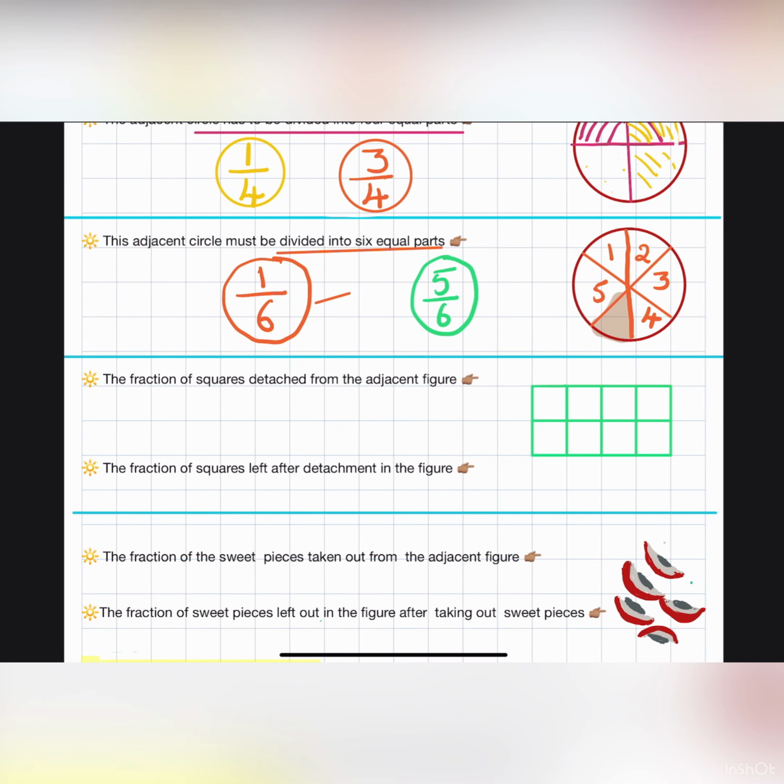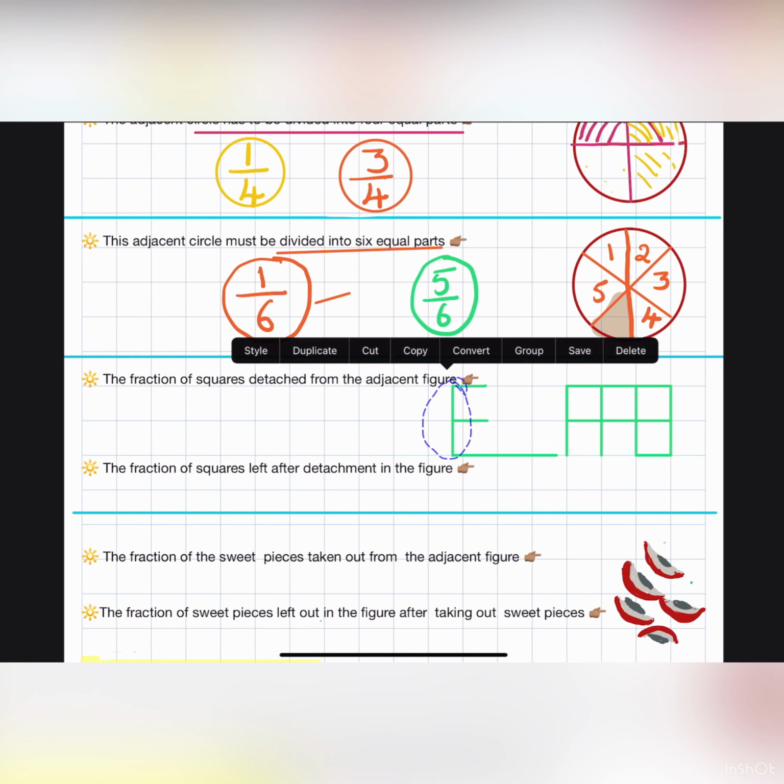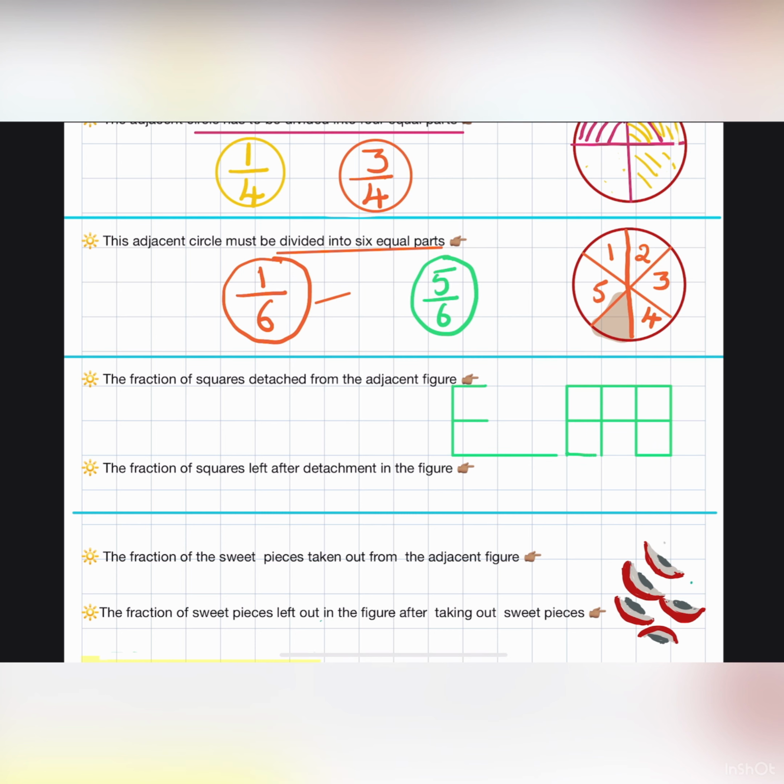Now the next one. The fraction of squares detached from the adjacent figure. How many are detached from the adjacent figure? Let us try that. I'll remove this. What has happened here? This line is also coming out. Okay, let me draw it again. So 2 squares, 1, 2. 2 squares are detached out of how many squares are there? 8 squares. So 2 squares are detached out of 8 squares. So this is a fraction.